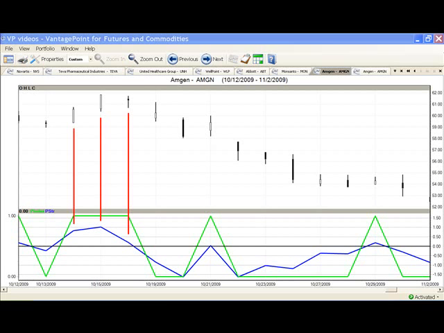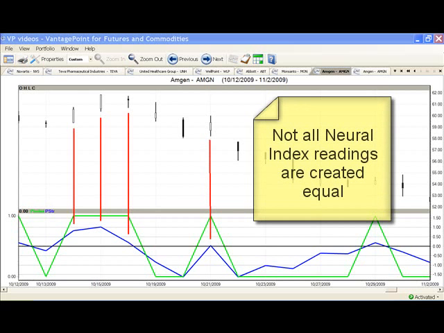We move ahead several more candles and we show again that the neural index is at 1, but in this case the predicted strength has sunk all the way to 0.03, which is not a very conclusive, definitive signal that this is bullish, indicating that not all neural index readings are created equal.